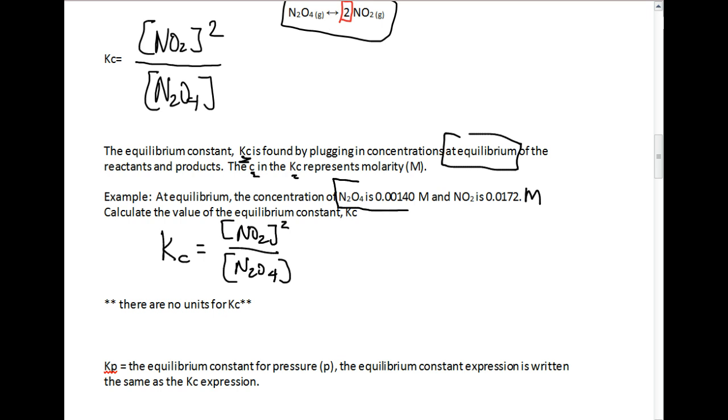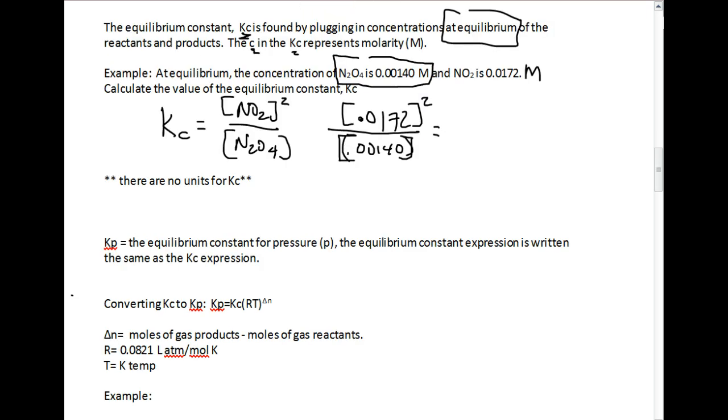And so the value for the N2O4 is going to be 0.00140. And the value for NO2, which is the product, is 0.0172, and we're going to raise that to the second power because, again, in the balanced equation, it had a coefficient of 2. Now, when I run that through my calculator, I get an answer of 0.211, and there are going to be no units on equilibrium constants, and we'll talk about why later.